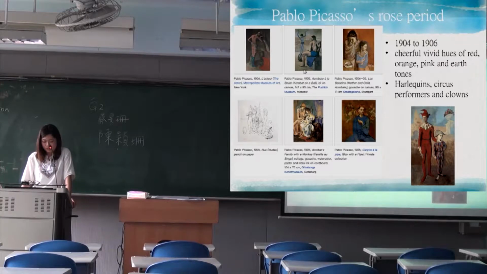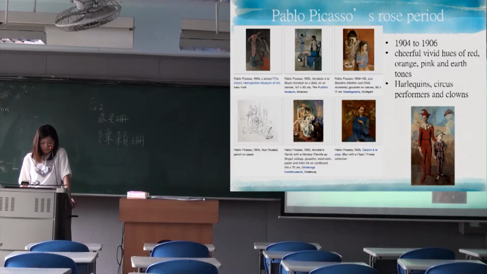After the blue period came Picasso's rose period. The rose period of Picasso lasts from 1904 to 1906. This period signifies the time when the style of Picasso's painting used cheerful, vivid hues of red, orange, pink, and earth tones, in contrast to the cool, sober tones of the blue period.